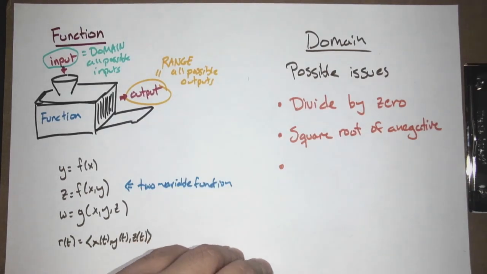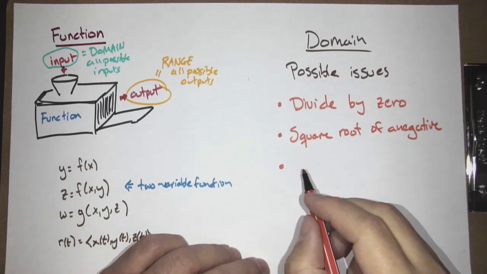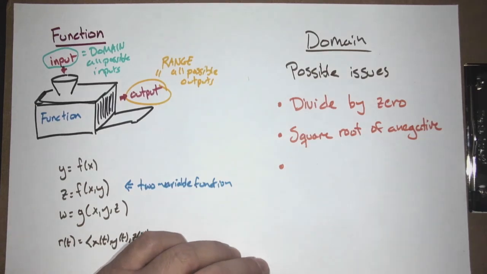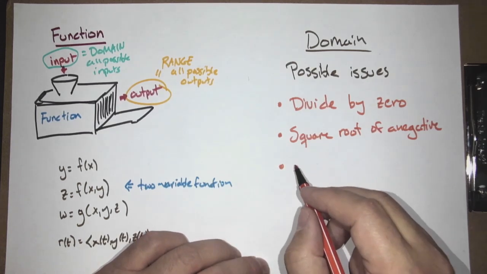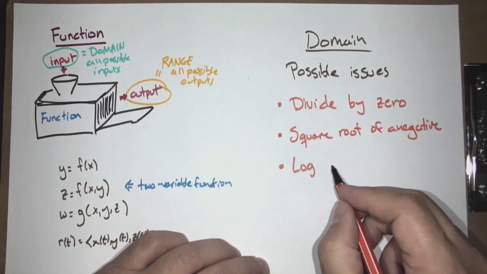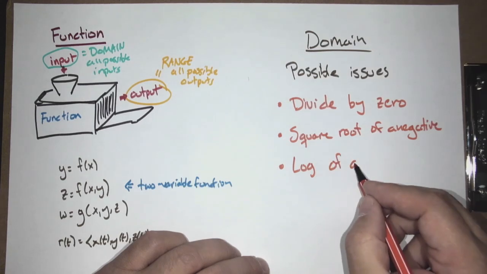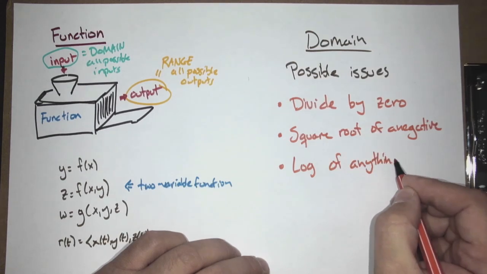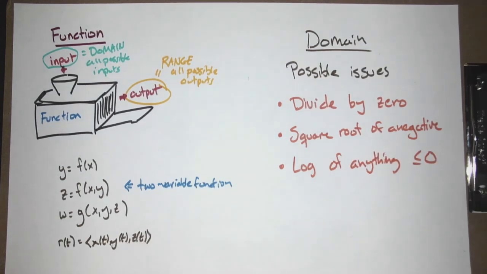Logarithms. Log of a non-positive. Well, we'll say log of anything less than or equal to 0. That's the way you say non-positive. So 0, can't take log of 0. Not going to work. Log of a negative, not going to work.